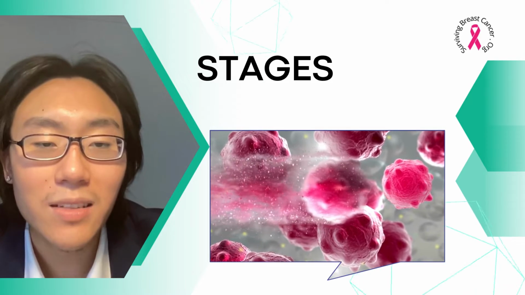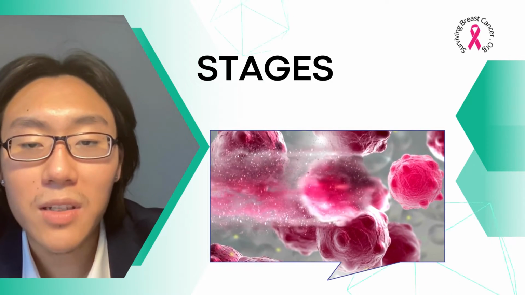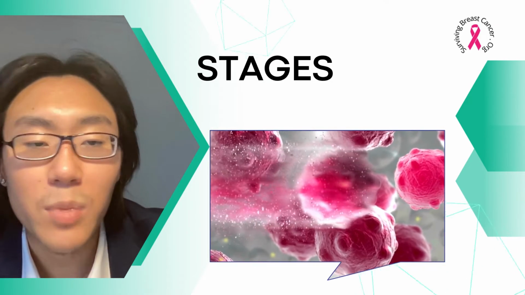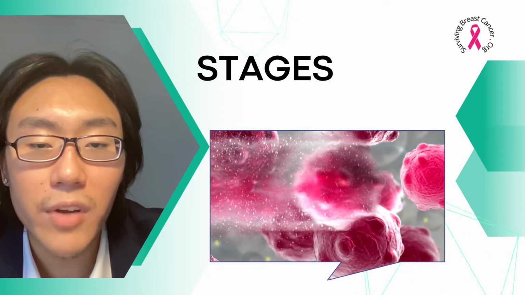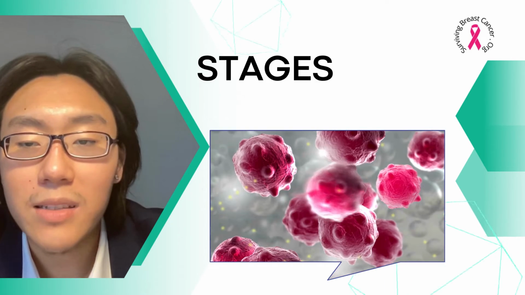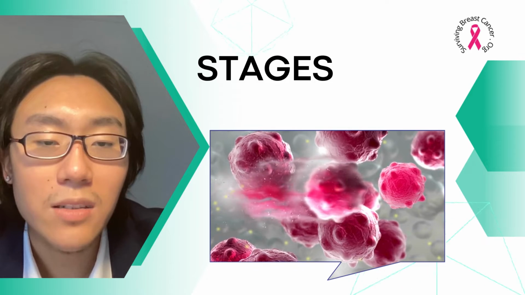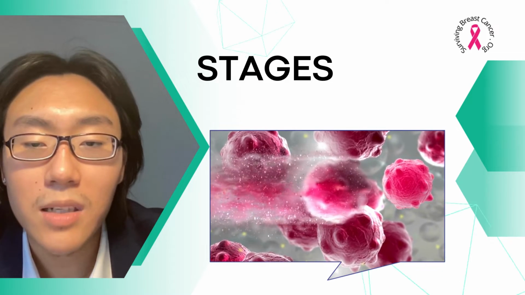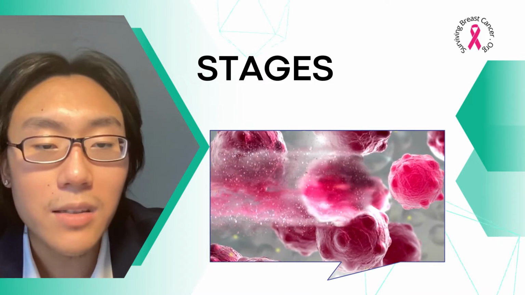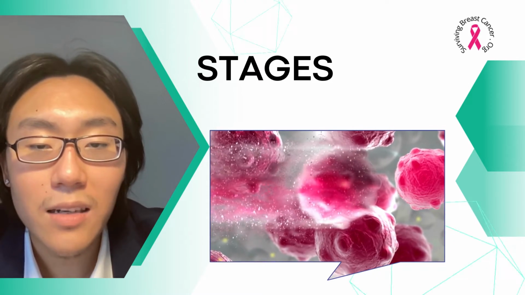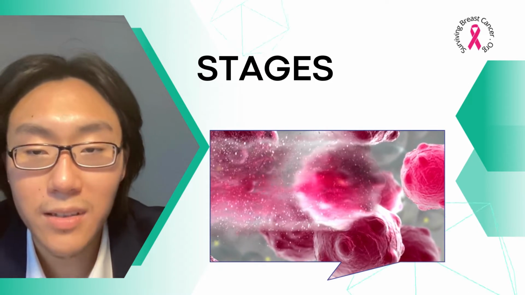The cancer cells have spread through the mucosa into the glands of the cervix, but not the connective tissue of the cervix. It has not spread into nearby tissues or lymph nodes. For stage 2, the cancer cells have spread into the connective tissue of the cervix, but not to the outside of the cervix. It has not spread into nearby lymph nodes or distant organs.